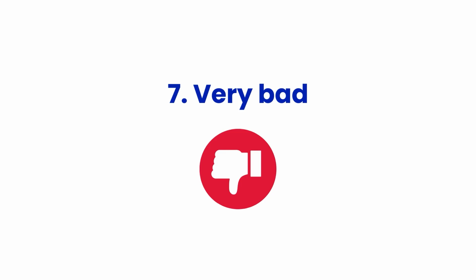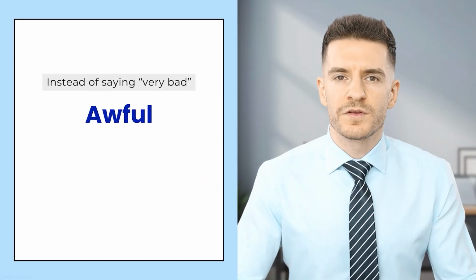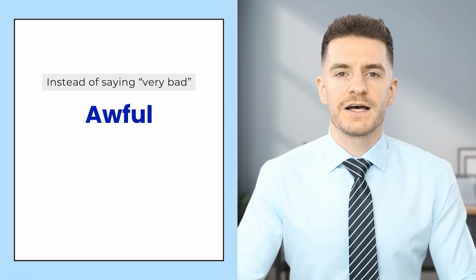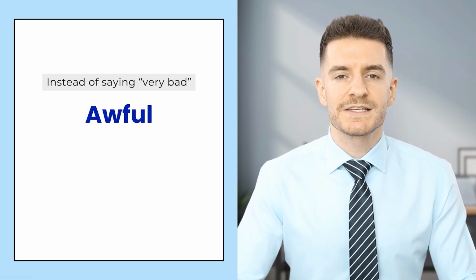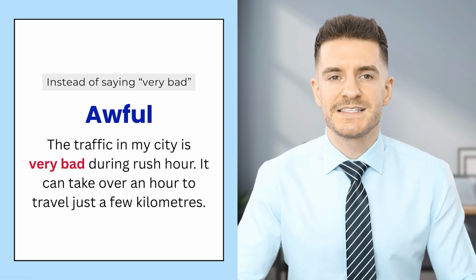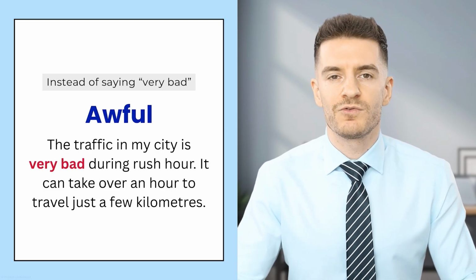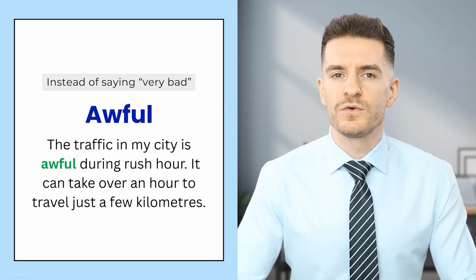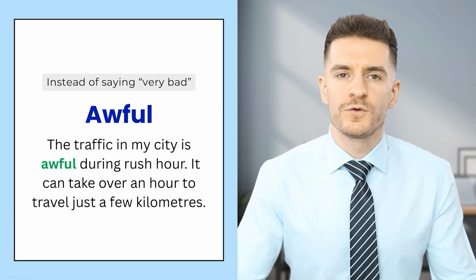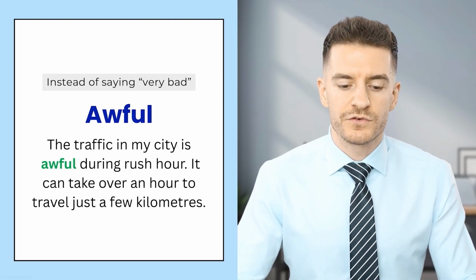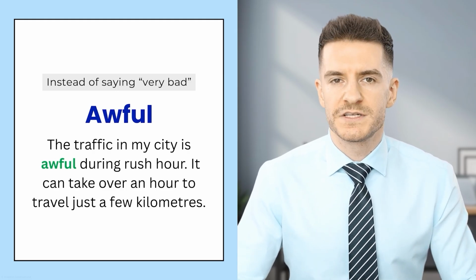Now let's move on to number 7, which is very bad. We've obviously talked about very good, so now let's talk about very bad. The first alternative you can use is awful. Okay, so for example, the traffic in my city is very bad during rush hour. Well, no, we could say the traffic in my city is awful during rush hour. Awful simply means very bad. It can take over an hour to travel just a few kilometers.